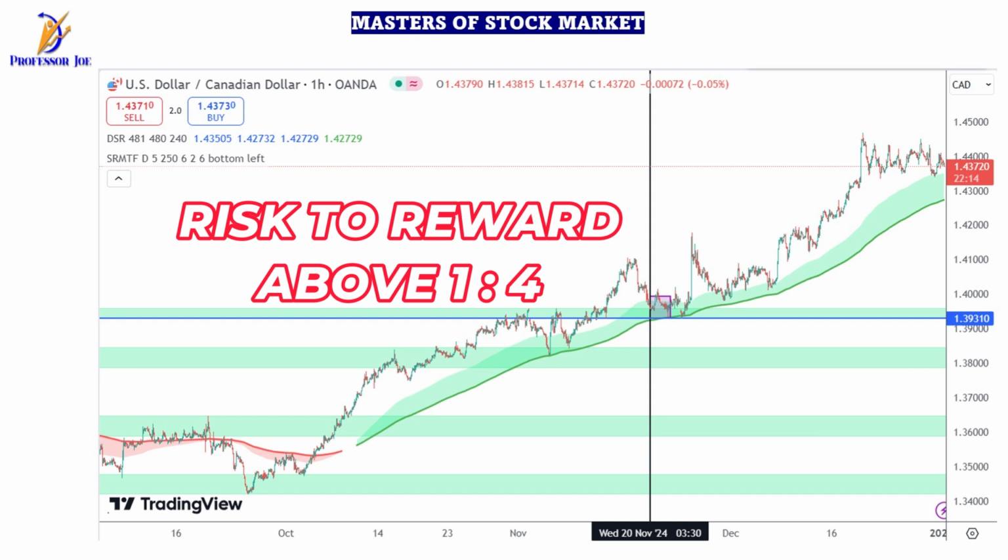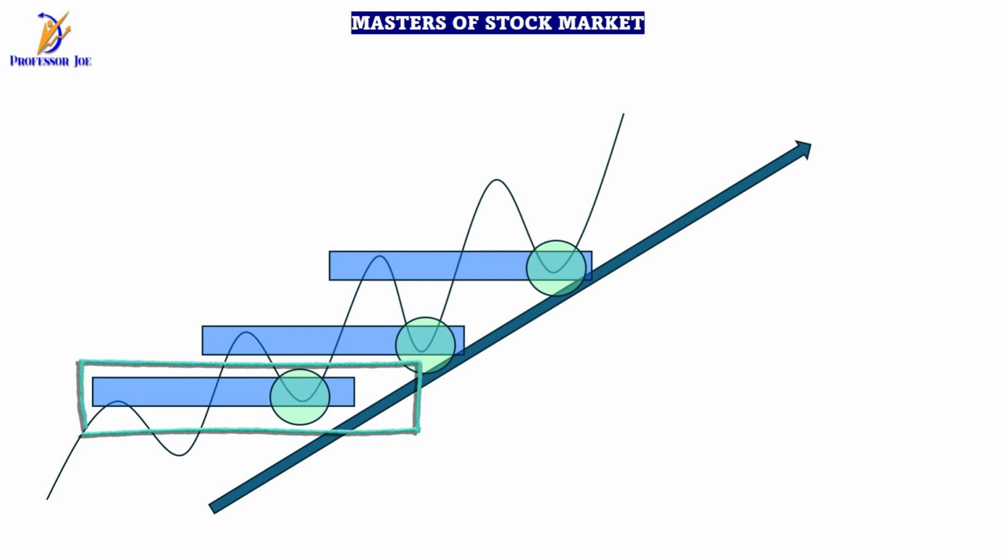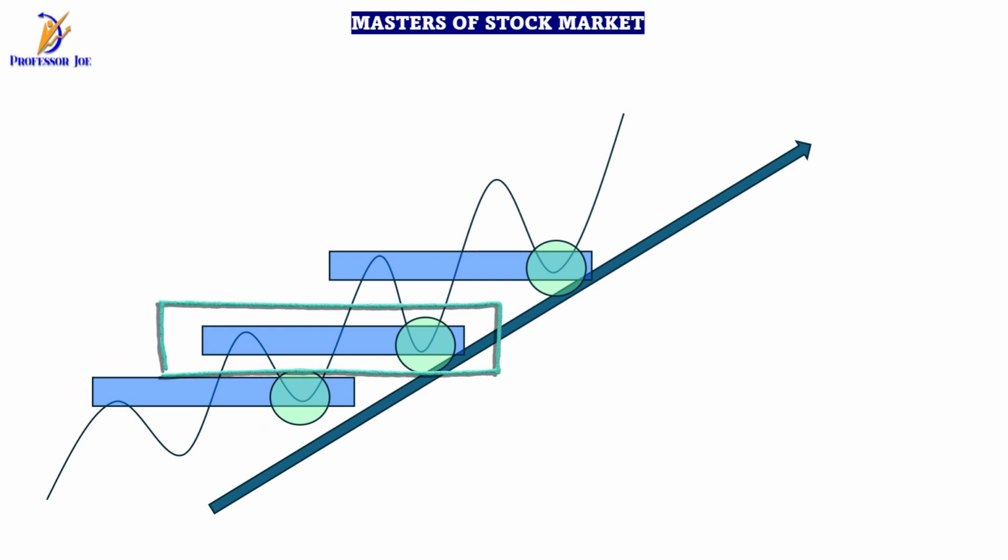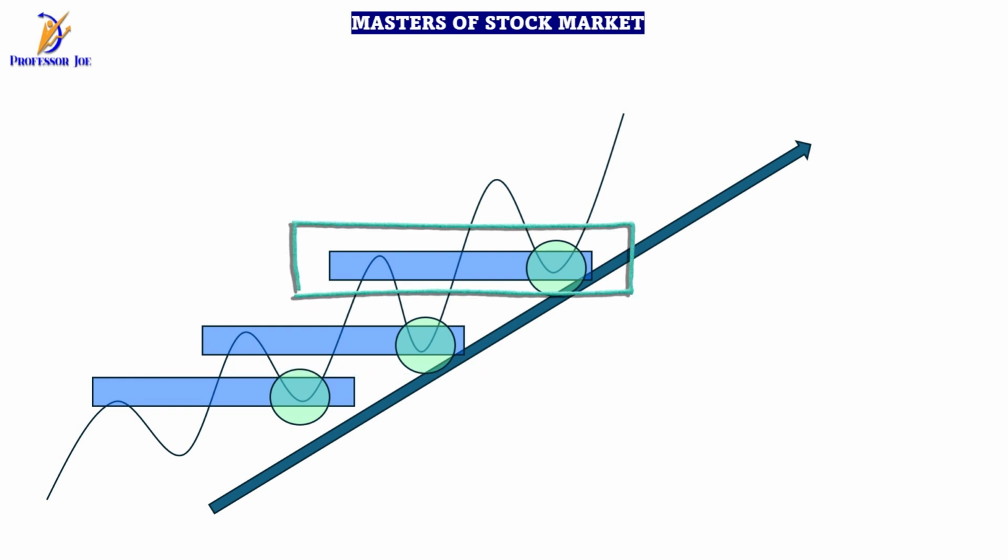You wait for the trend, you wait for at least one or two good support areas, which is at a previous resistance area, and then you can enter the third support area. This way you are sure that you are entering in a trend.